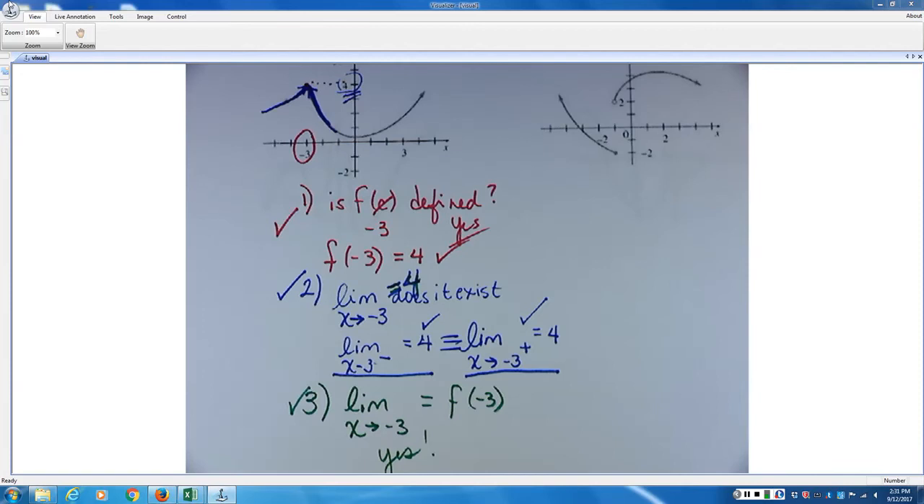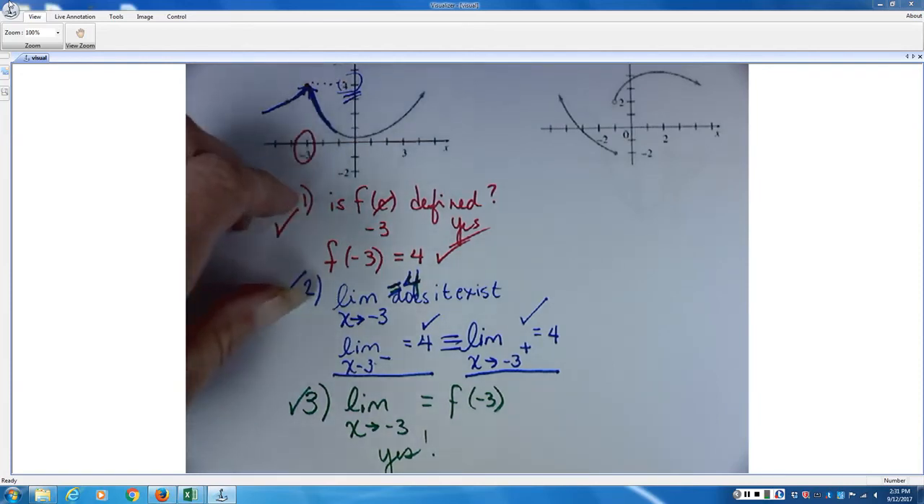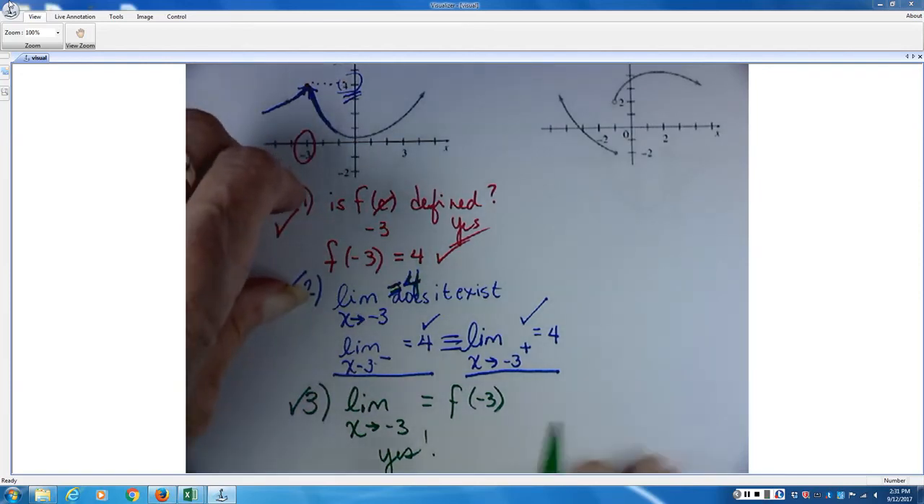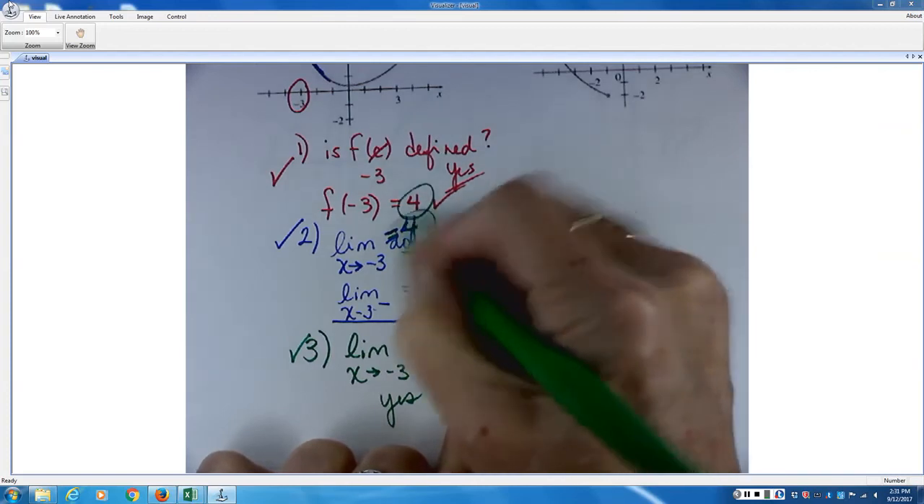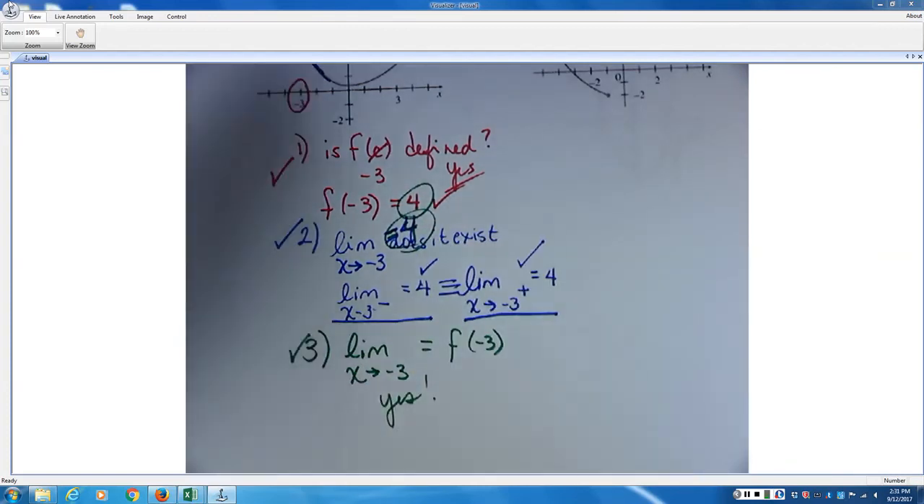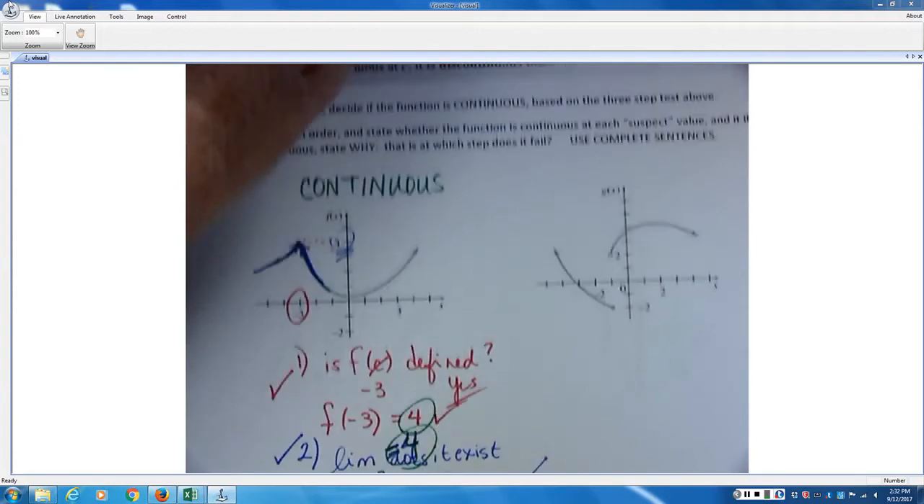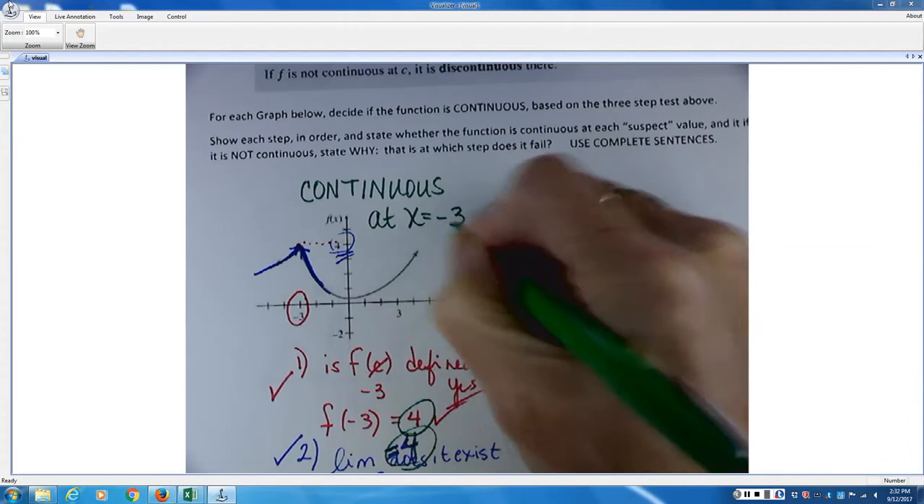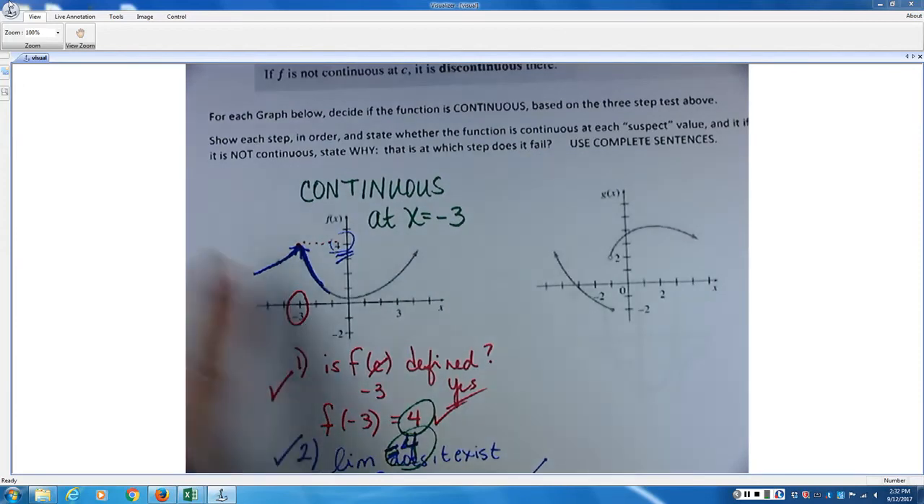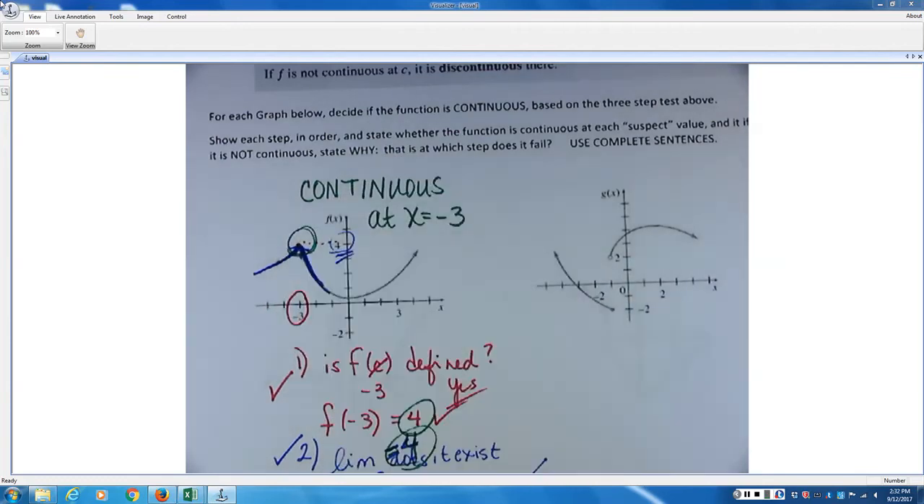So then the last step is to compare your answers to 1 and 2 and say, do those two answers match? Is the limit as x approaches -3 equal to f of -3? And the answer is yes. Both of those were 4. So therefore, that function was continuous at x equals -3. Now you can prove it's continuous at any other point as well, but I chose to look at this point because that's the one point where it did something weird, something kind of unexpected.